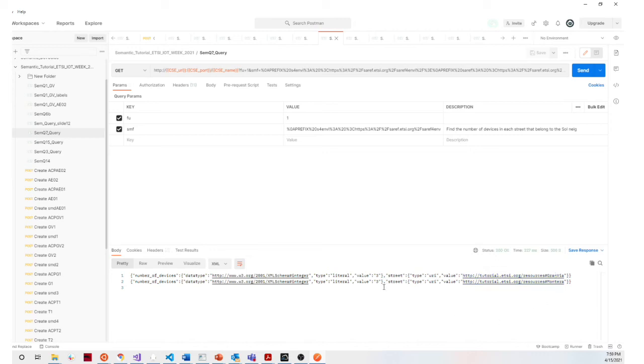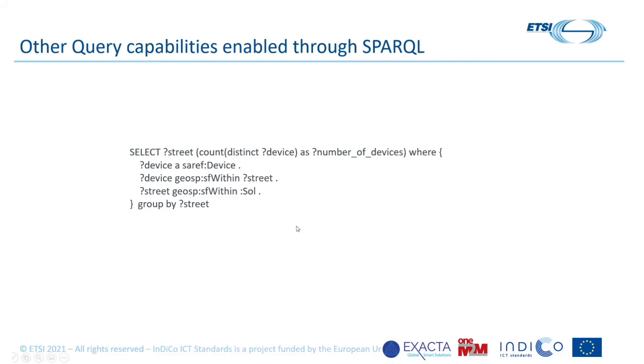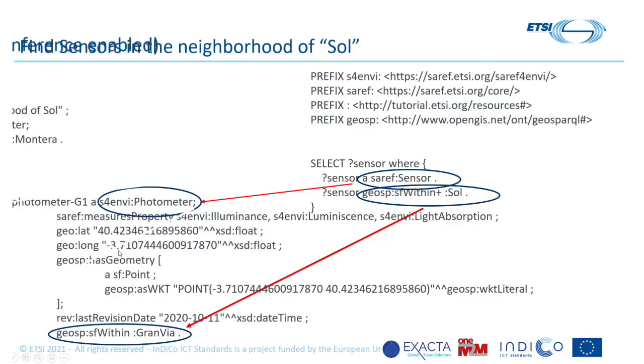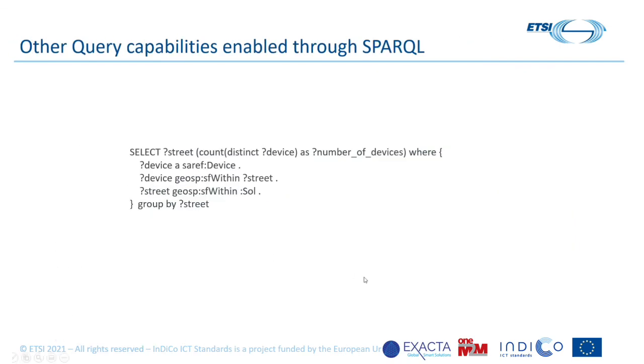And it's given me a count of three devices in Montera and 3 devices in Grand Via. And if we just go back to our table and check that, we have our 3 devices in Grand Via and 3 devices in Montera. So what did we do for this query?